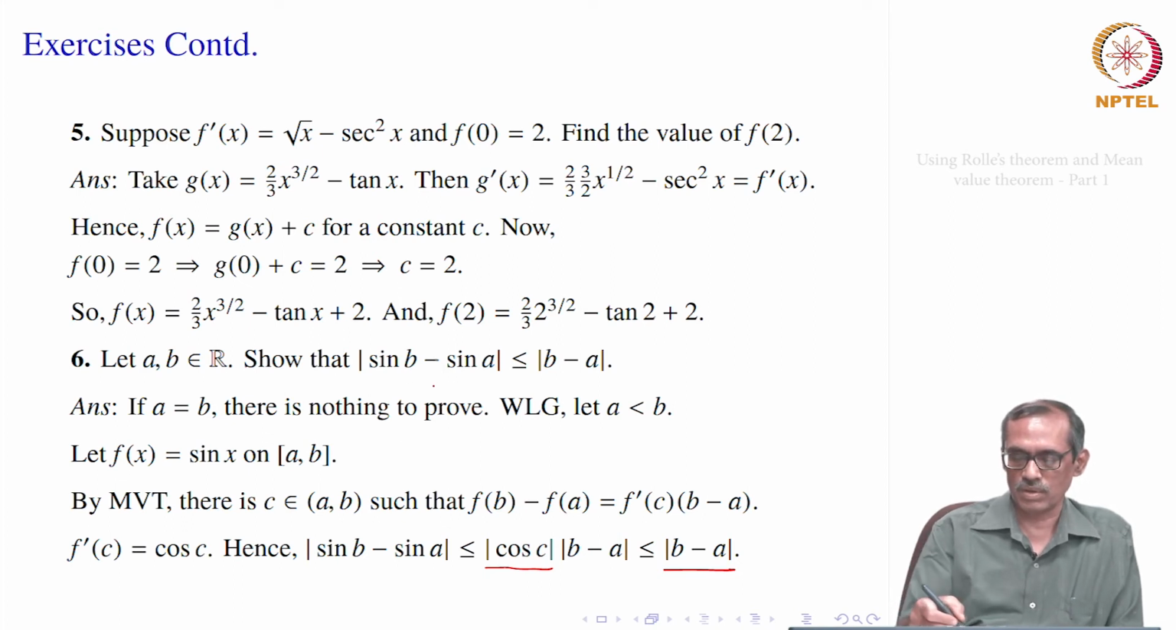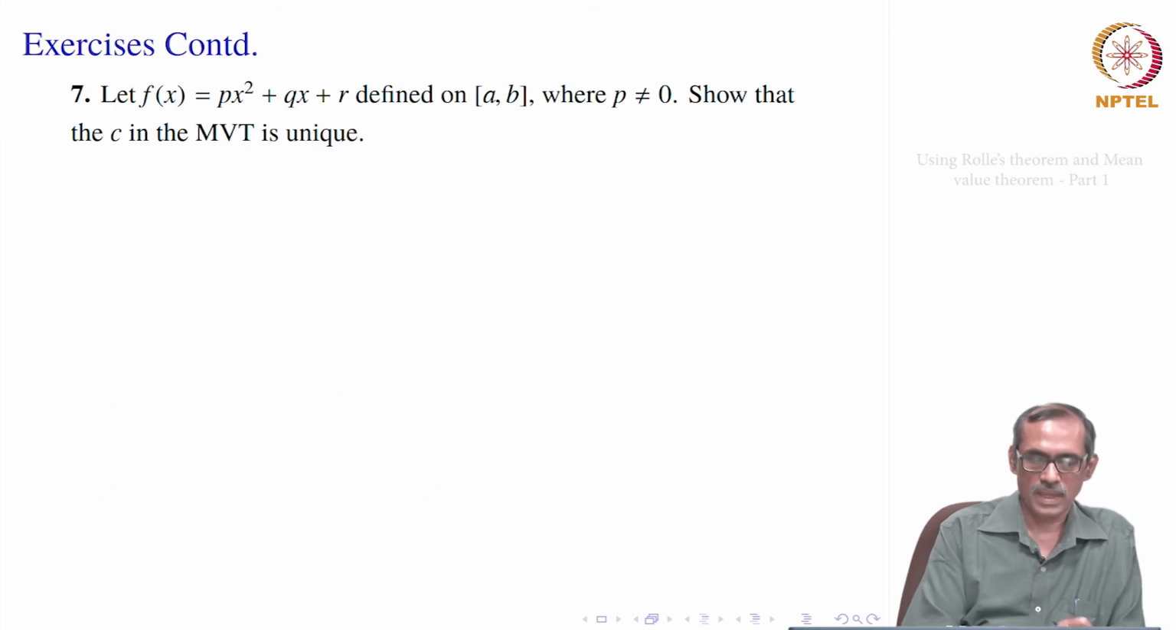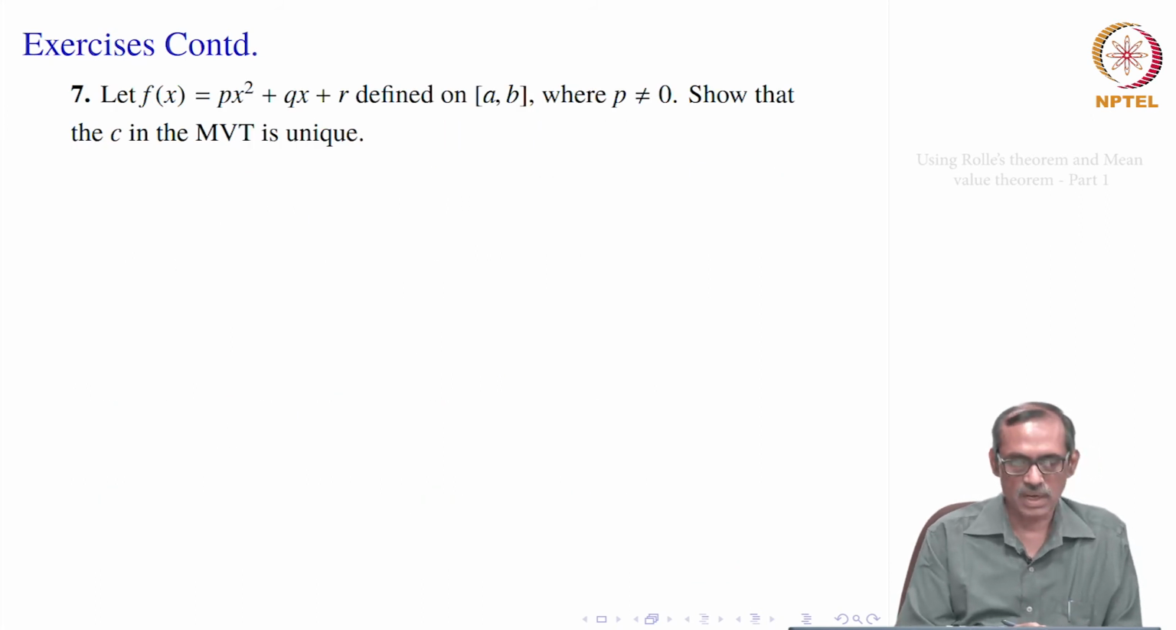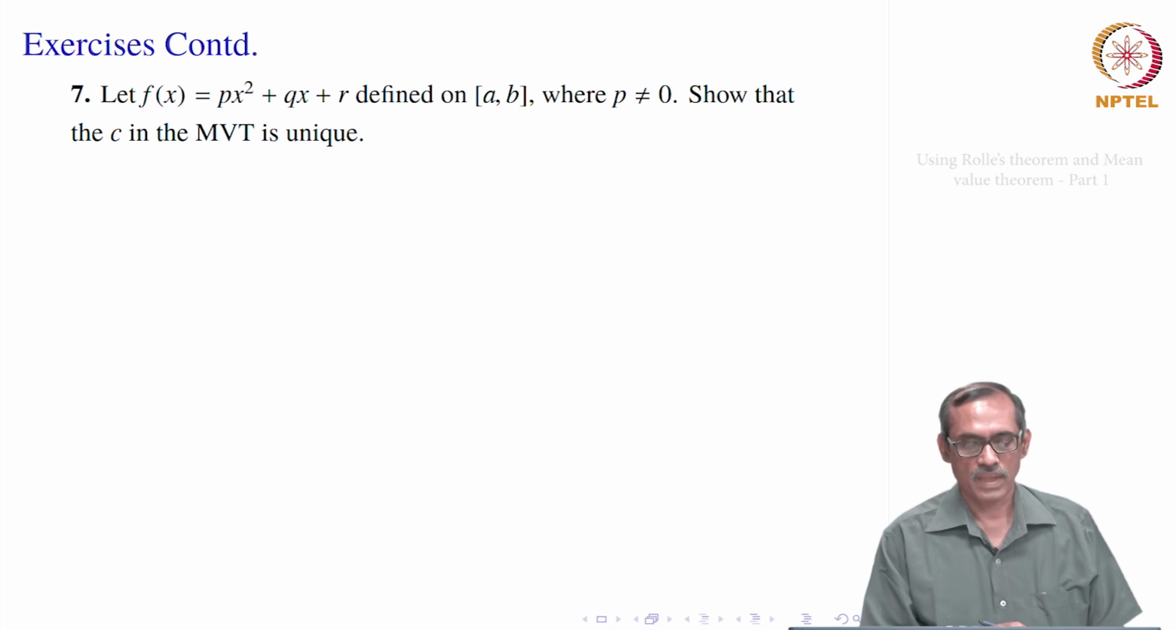So, the same thing also holds for cosine. As for sine, you can continue the same way, because its derivative will be sine, which will again be bounded by 1. Okay. So, let us consider the next problem.